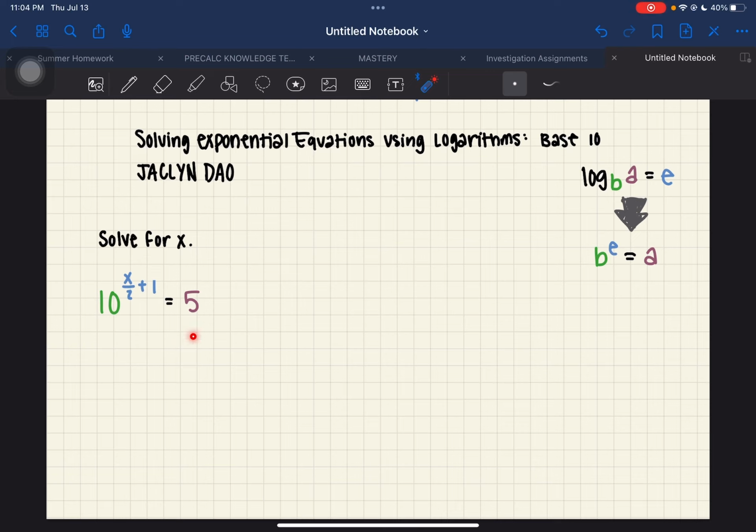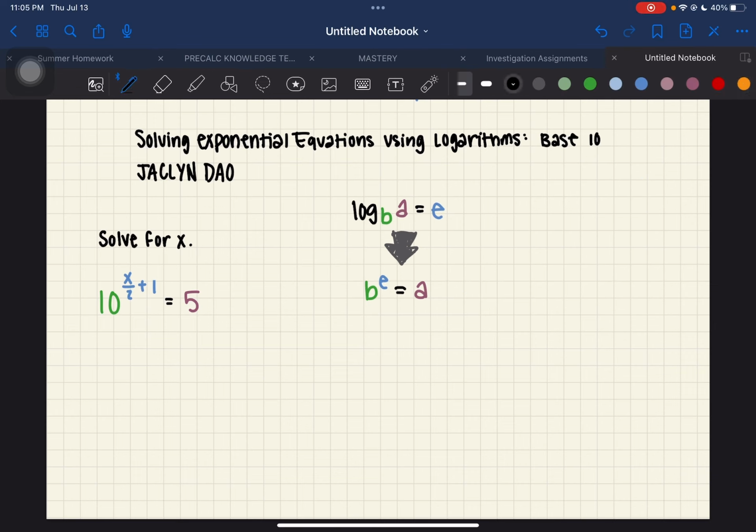Now this equation we know is an exponential equation because the variable x can be found in the exponent. To solve for x, we have to turn our exponential equation into a logarithm. If you look to the right of your screen, I have written down how to translate a logarithm into an exponential equation. So, exponential equations can be translated into logarithms, while logarithms can be translated into exponential equations. Let's move it back.